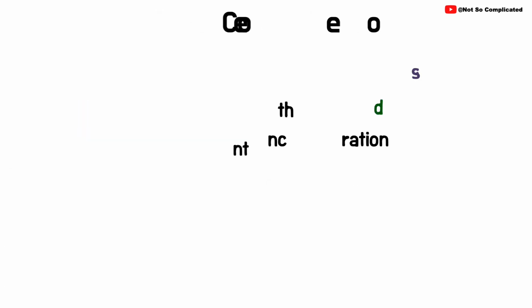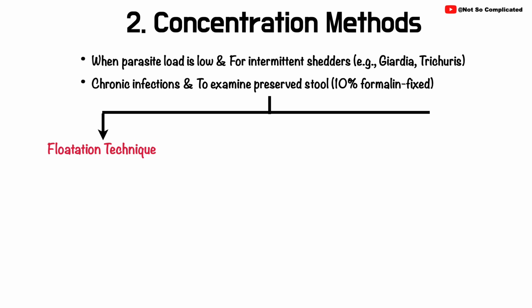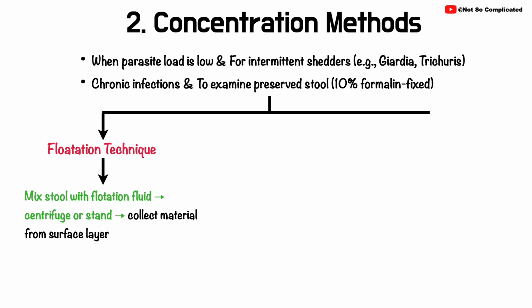But not always are these samples enough, and the indication for concentration methods is whenever parasite load is low, or for intermittent shedders like Giardia or Trichuris and chronic infections, and also to examine preserved stool as in 10% formalin fixed cases. There are a lot of techniques. Out of that, the first is the flotation technique, where we mix the stool with flotation fluid, centrifuge or let it stand, and then collect material from the surface layer, and this is for light eggs, right?